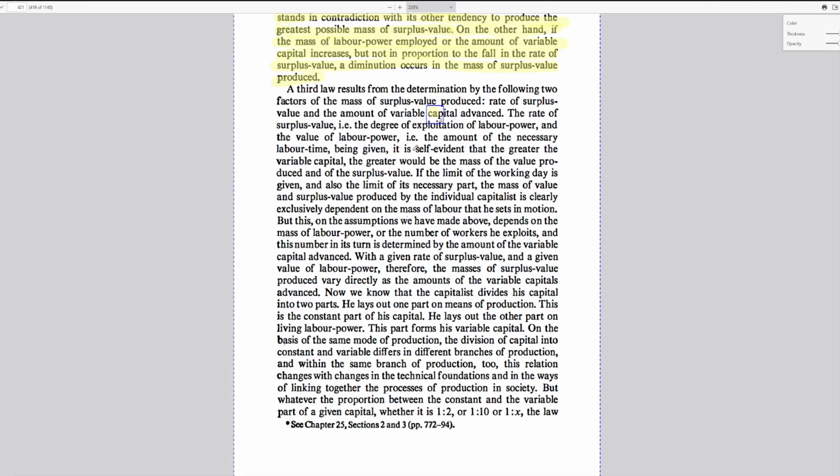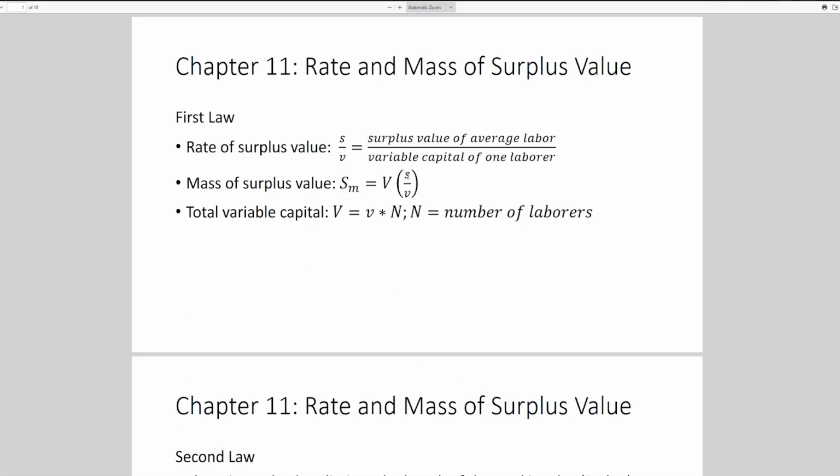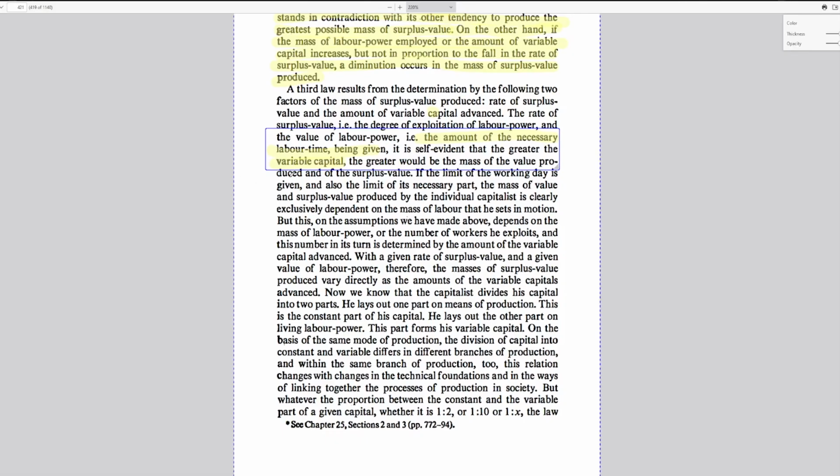So he's making one caveat here, that if our amount of necessary labor time is given, then you would expect, just hire as many people as possible, basically. That's one thing you would expect. And sure enough, it makes sense that if this ratio is a constant, then as V goes up, S goes up. Sounds easy.